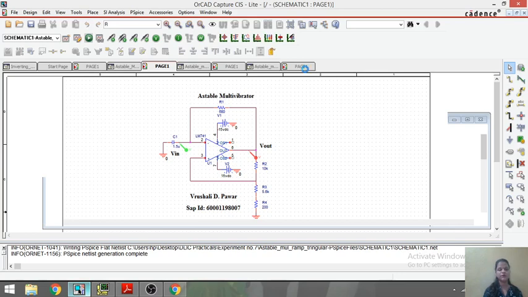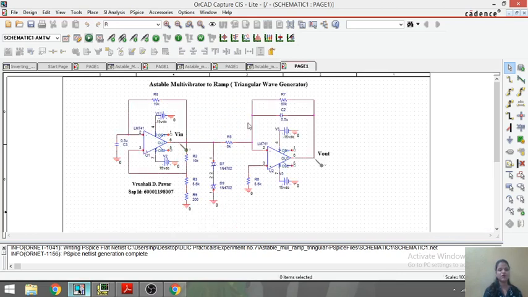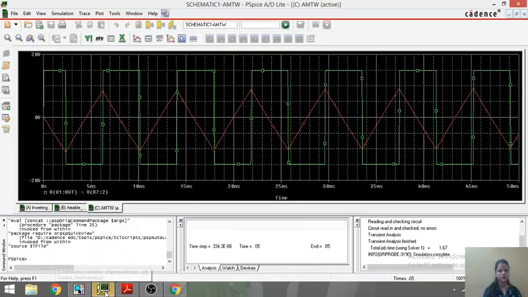So here I already made a circuit for the triangular wave generator. Here is stage 1 and stage 2. The output of stage 1 is fed as an input to the next stage. So let us run this. Here you can see the output of the triangular wave generator. Green one is the input, that is the output of the first stage fed as an input to the next stage, and red one is the triangular wave output.